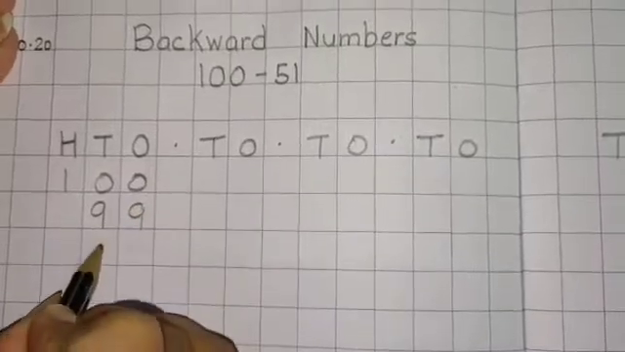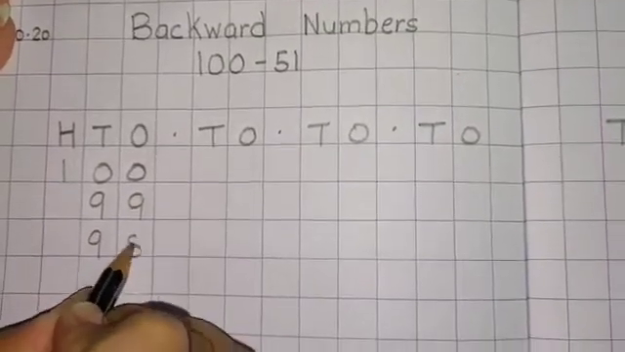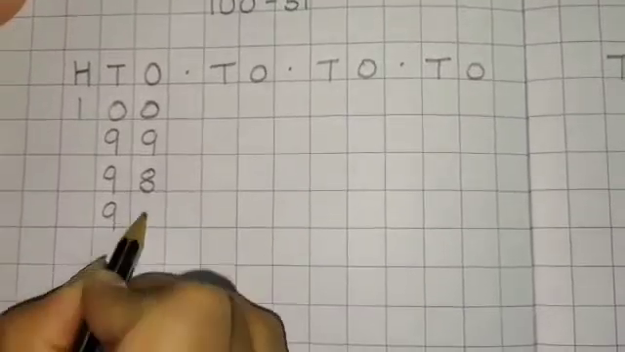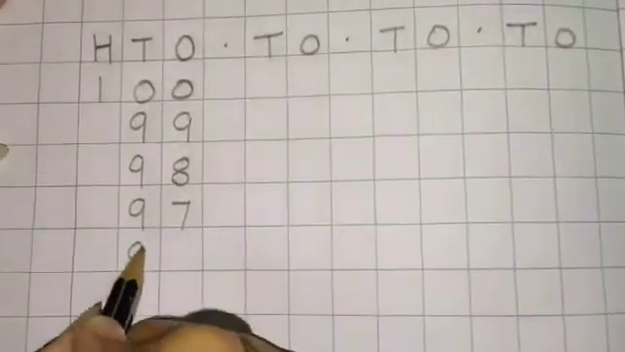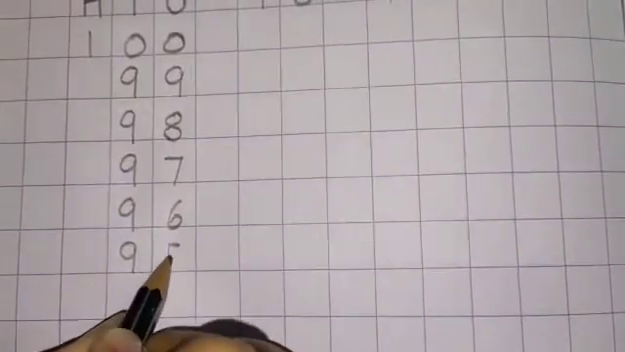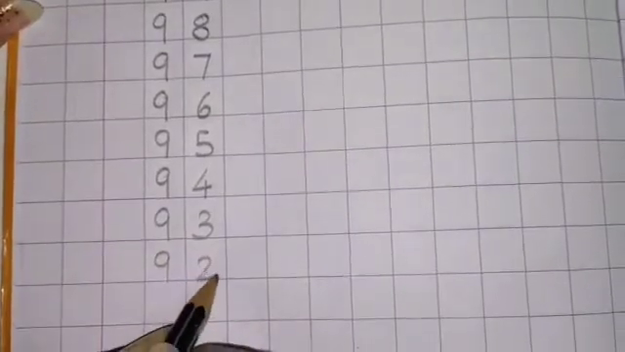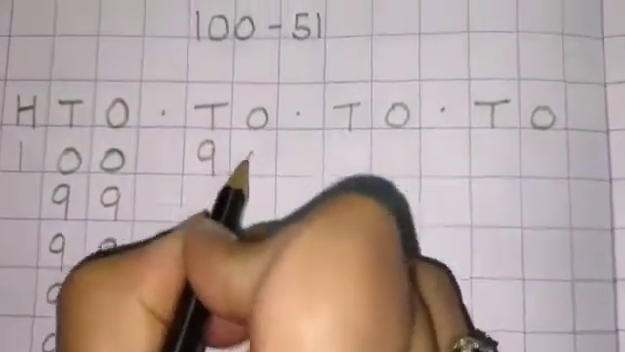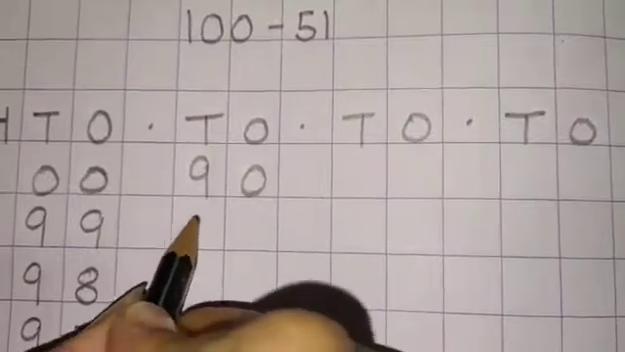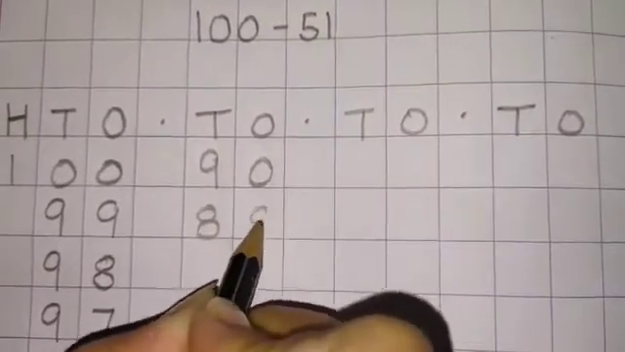99, 98, 97, 96, 95, 94, 93, 92, 91. Then 90. Then 89.